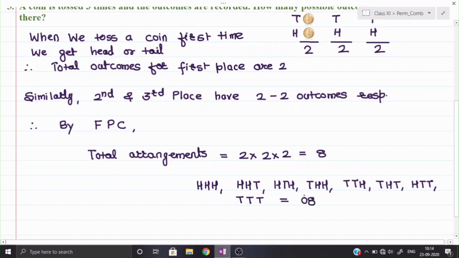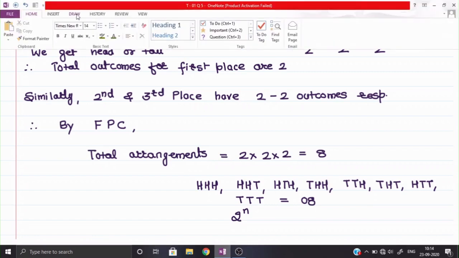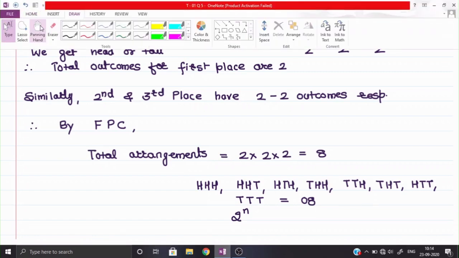So the total number of outcomes is 8, which we found manually last year. And if you remember, I gave the formula for when we are tossing coins. The formula is 2 to the power n, because the number of outcomes for each and every place will be 2, and the number of places is denoted by the power n. That way you can easily find it out. Now suppose 5 coins are there and you are tossing them together, we can say that the total number of arrangements will be 2 to the power 5.